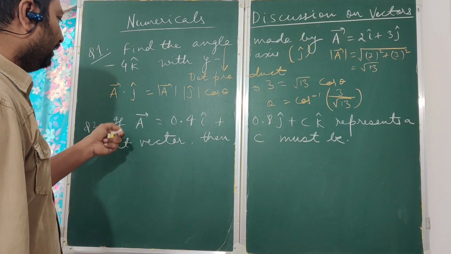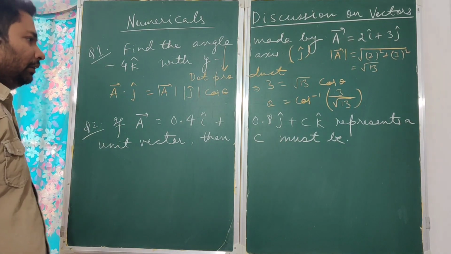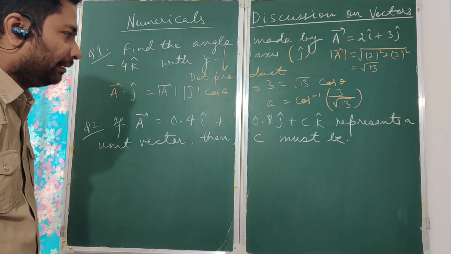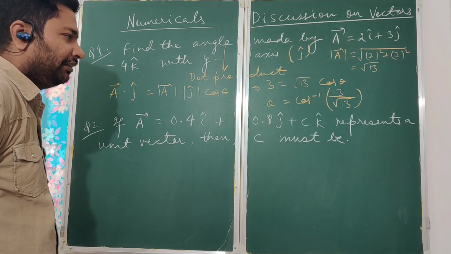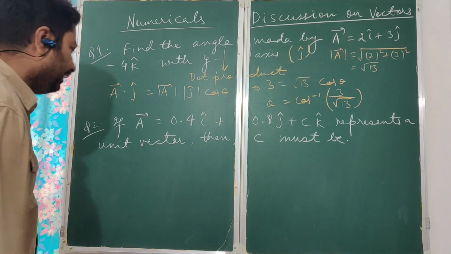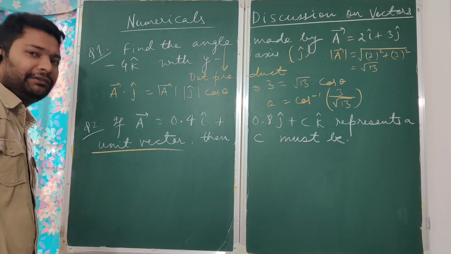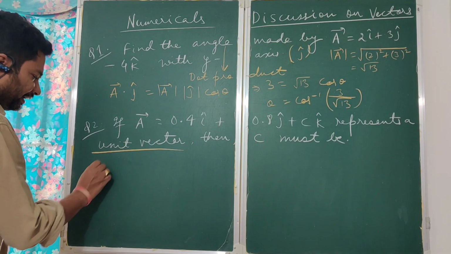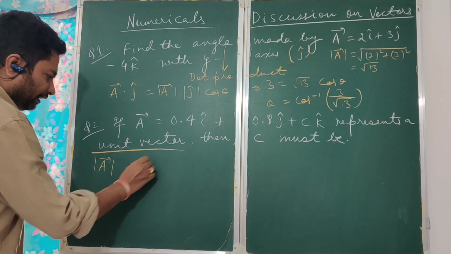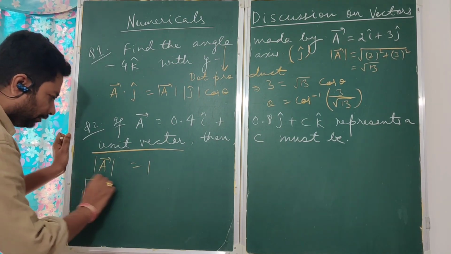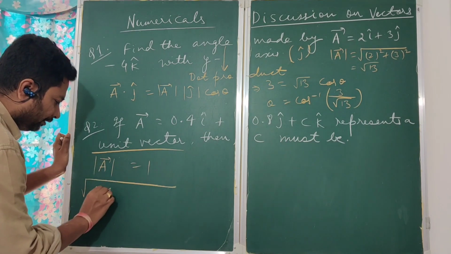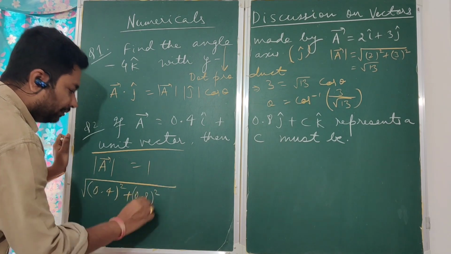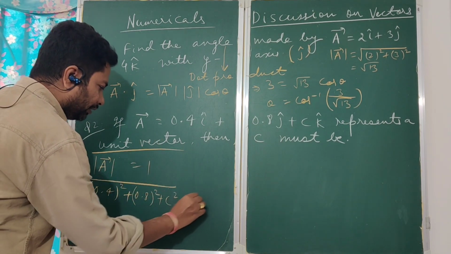Now next question: if a vector is equal to 0.4 i cap plus 0.8 j cap plus c k cap represents a unit vector. Unit vector means magnitude is 1. So what is the magnitude of a vector here? As per the question it is given as 1. So we can write root of 0.4 square plus 0.8 square plus c square, and that is equal to 1.